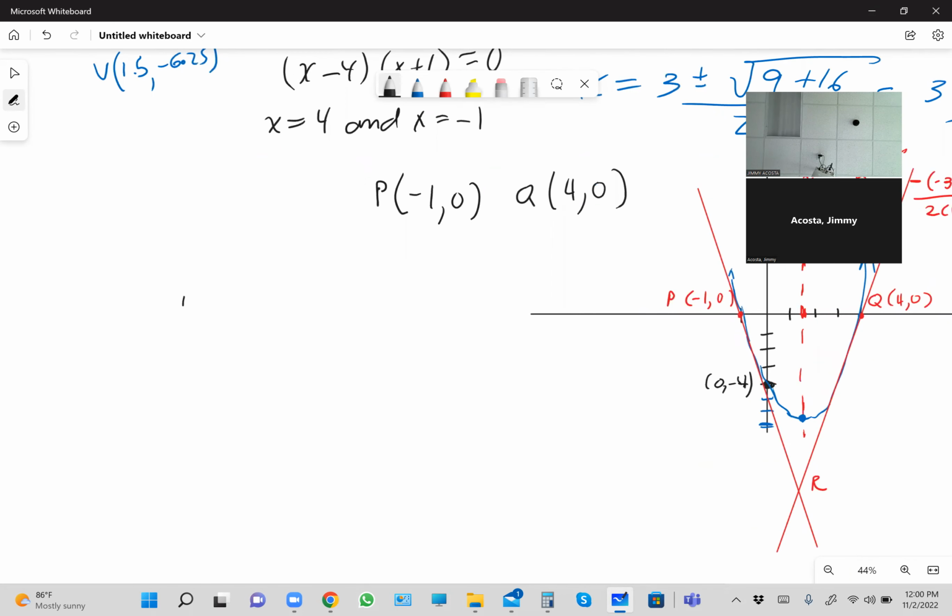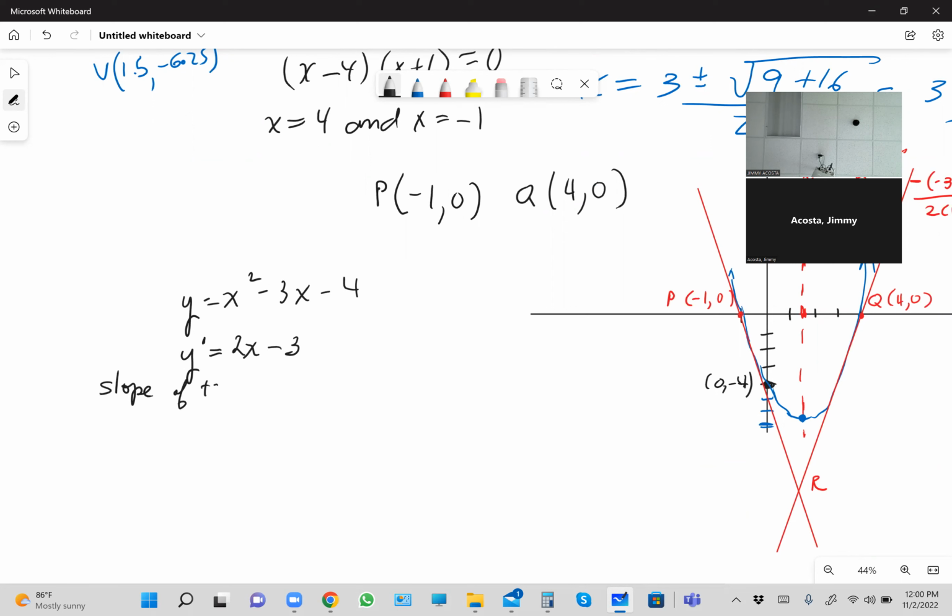So the equation for that curve is y equals x squared minus 3x minus 4. We want to find the slope of the tangent line, the derivative, at those 2 points, P and Q, at -1 and positive 4. So talk to me. What is y prime? 2x minus 3.